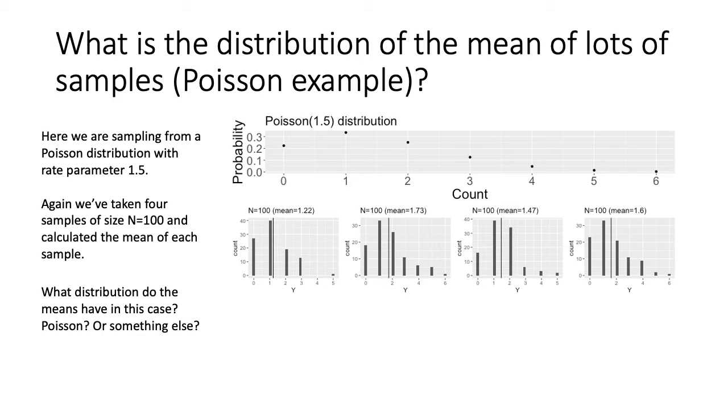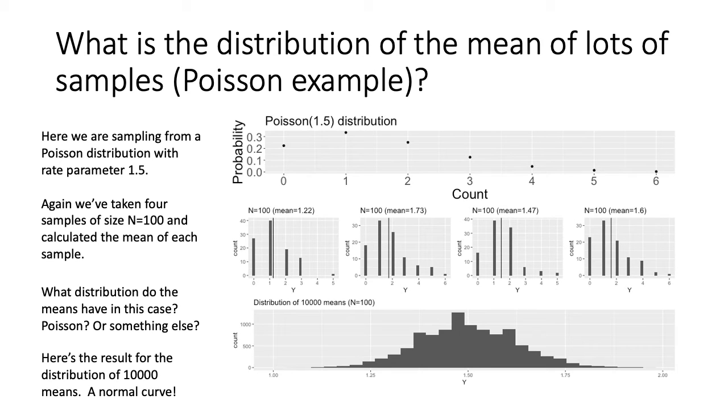Actually, that's a trick question. It can't possibly be Poisson because as we can see from the means there, they're not whole numbers, 1.22, 1.73 and so on. So it can't possibly be Poisson. What do we get when we have 10,000 means? Well, the answer is that again, we get something that looks like a normal curve.